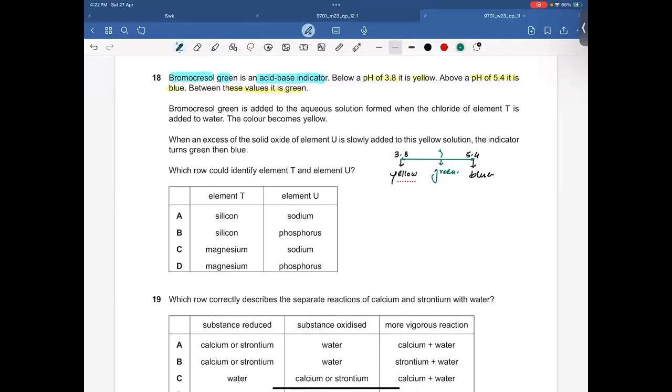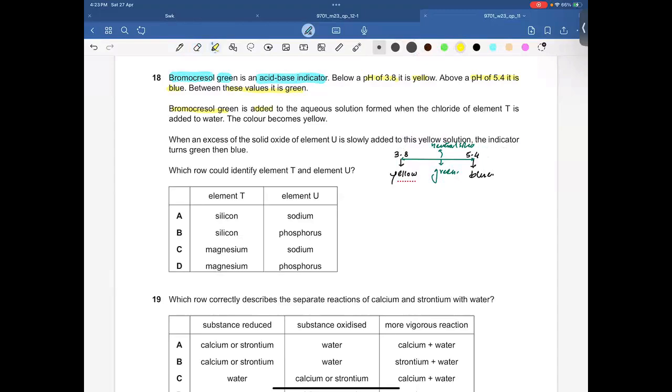So green must be the neutral solution. And this is acidic pH, and this is also acidic pH. No, these are the pH values of the indicator actually. So let me remove this. Let me read the question first.